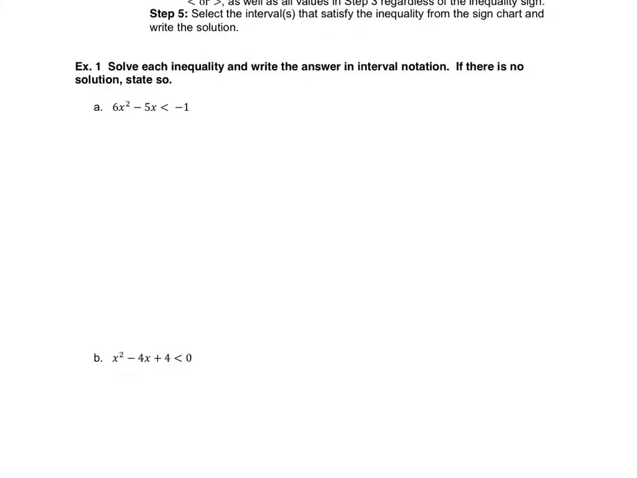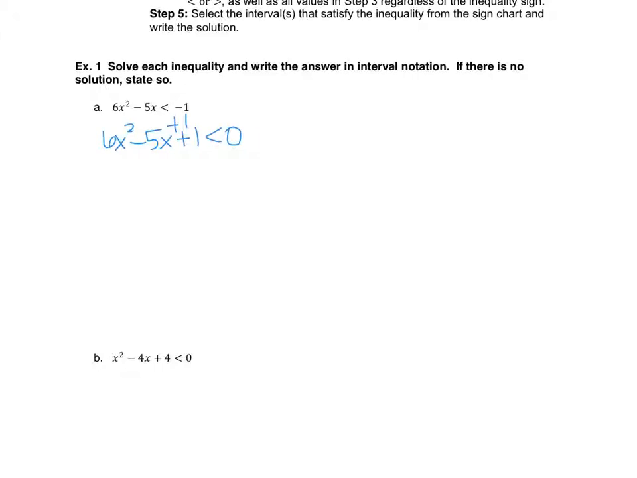So for the first example, notice my first step says move everything to one side. So I have to move this negative 1 to the other side. So I'm going to add 1 and take it to the other side, and that gives me 6x squared minus 5x plus 1 is less than 0. Okay, so from here, now it's just a squared term, so I can either factor or use the quadratic formula and figure out what my zeros are.